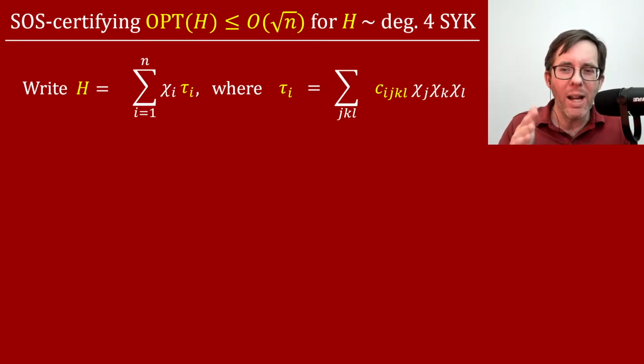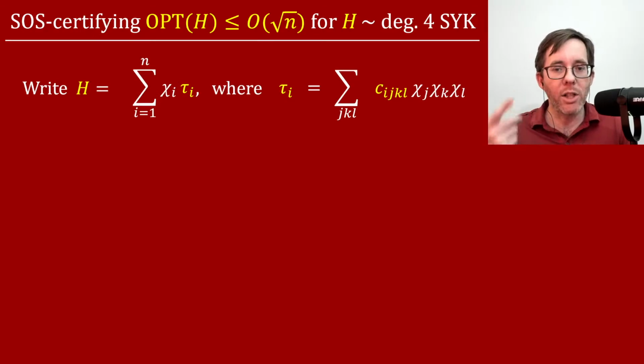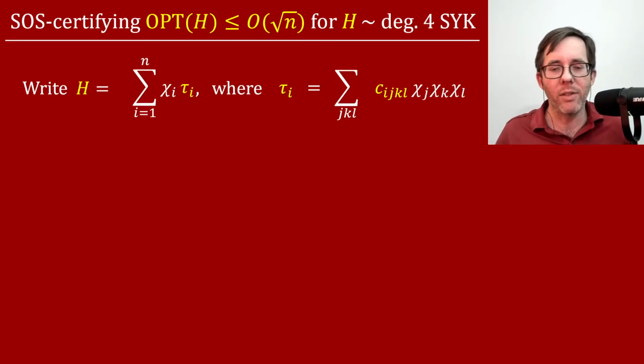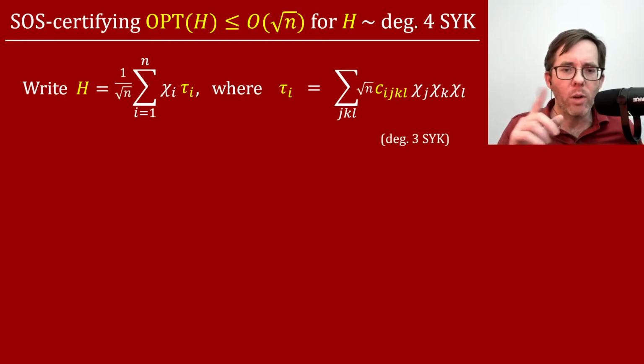where tau I is basically the sum over j, k, l of c_ijkl times chi_i chi_j chi_k chi_l. And actually I'm being a little sloppy here because in tau I you should really only sum over j, k, and l that exceed I, but let me just be a little bit sloppy with the indices in this talk. Okay, so let's also stick a 1 over square root n in front of the sum over I in H, and then stick square root n back into each tau I term.